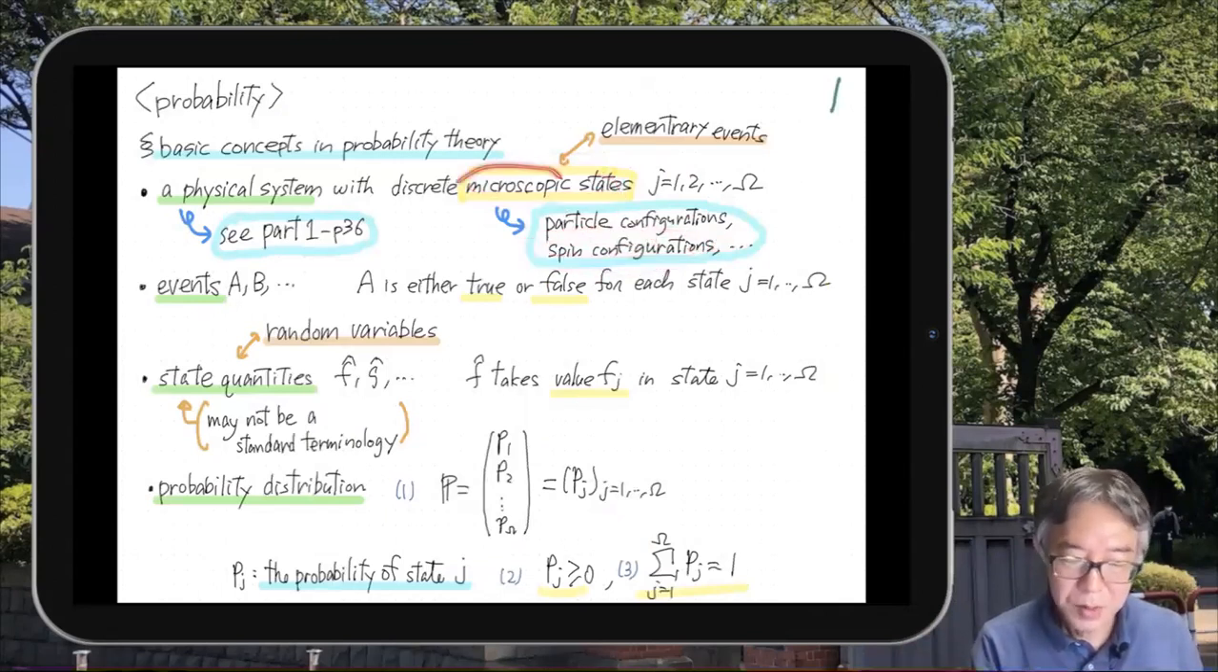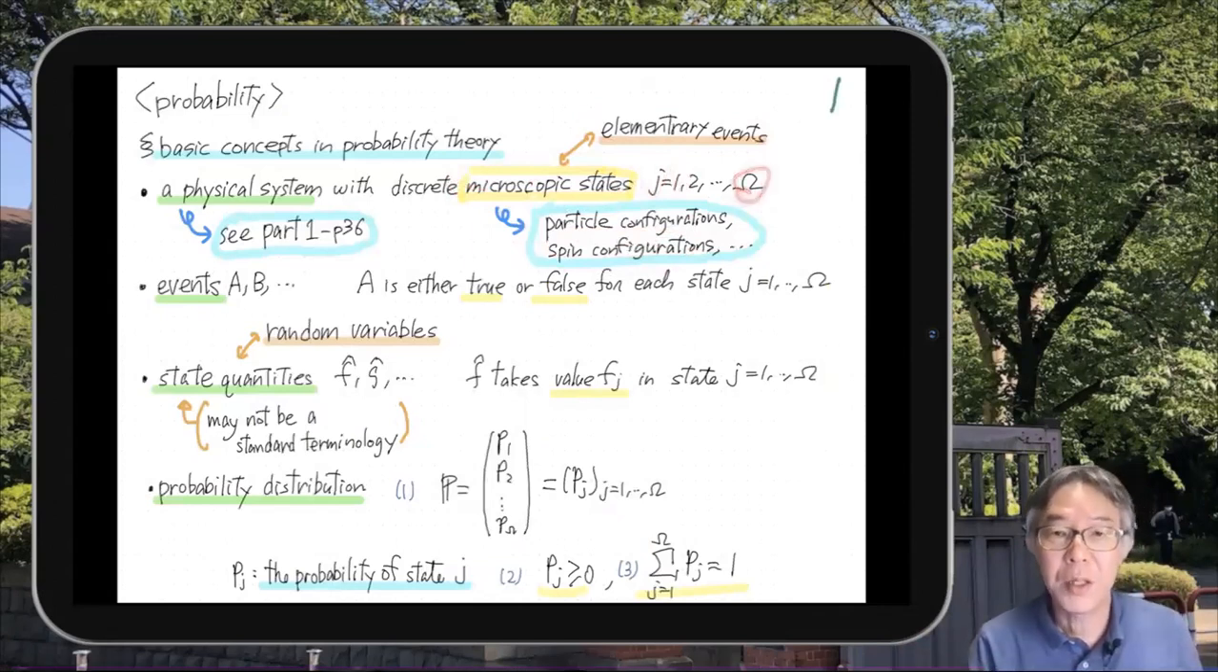Okay, of course, this is a very physical way of saying things. In mathematics, people call these elementary events, and I call these microscopic states j, taking values from 1 to omega. Omega can be a huge number, okay? But anyway, we can number these microscopic states.